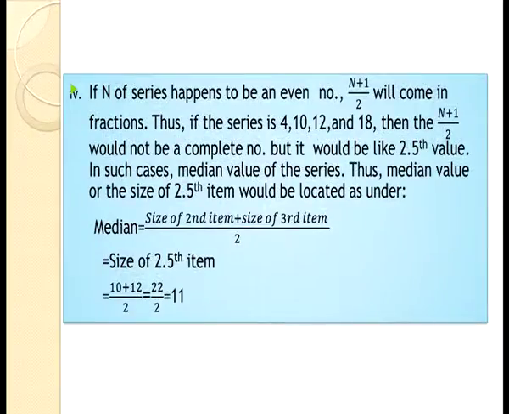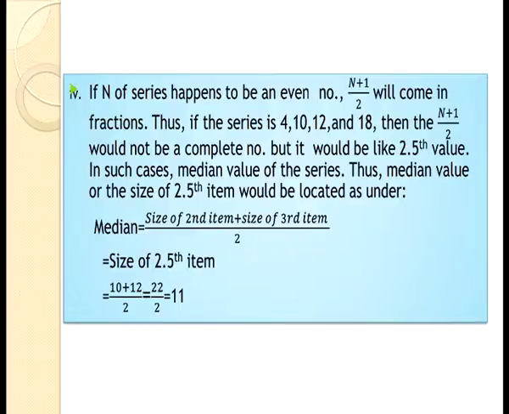But students, what happens when the number of observations is even? In such a case, first we compute the (n plus 1) by 2th item. Suppose it gives us the 2.5th item. What are we going to do to find the median value? We first write down the value of the second item, then add the value of the third item, and then divide it by 2.